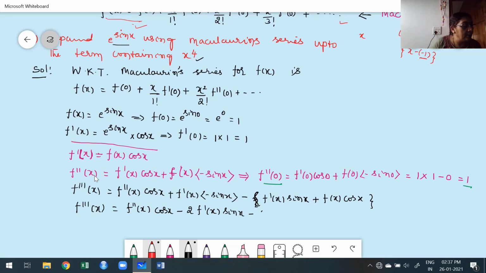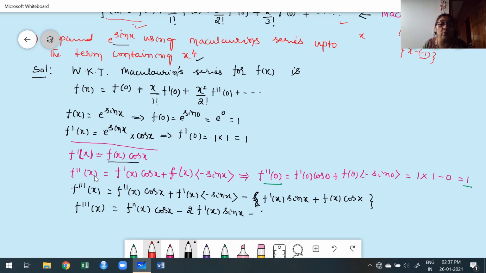I think this one is clear for everyone. This is nothing but minus f of x cos x. What is my f of x cos x? If you want to simplify further, observe carefully. Plus into minus is minus. These two terms are the same. Add it. Minus f of x into cos x.